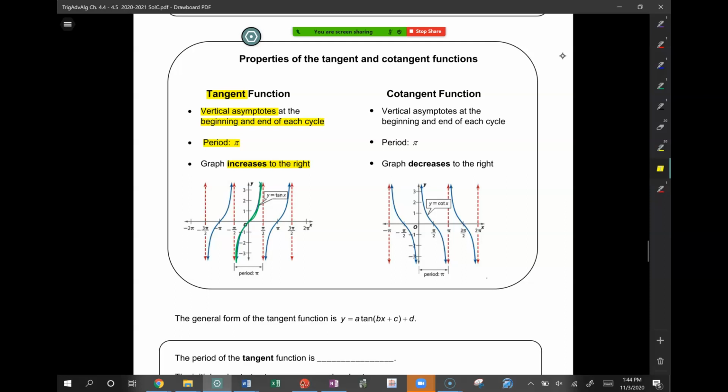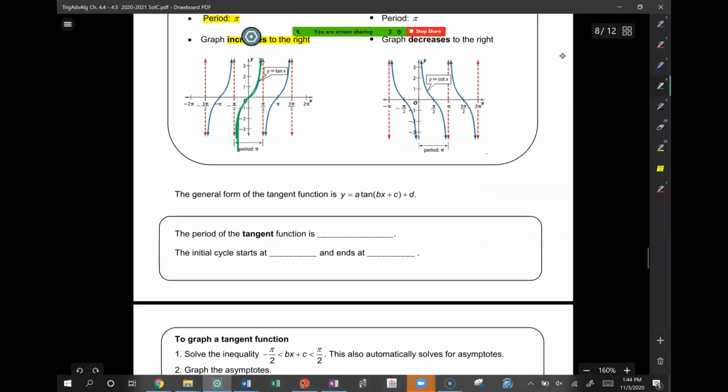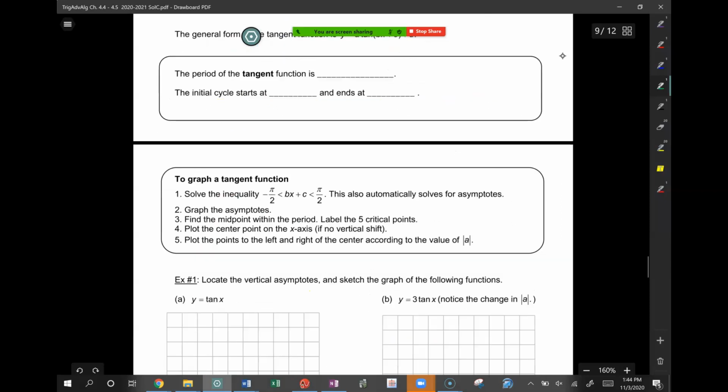Sam? What exactly is an asymptote? Oh, sorry, I should have specified that. An asymptote is an imaginary line that the graph comes very, very close to but never touches. So if you see here on the left, the graph starts going almost vertically down, and it comes very, very close to that dotted red line, but never really touches it.